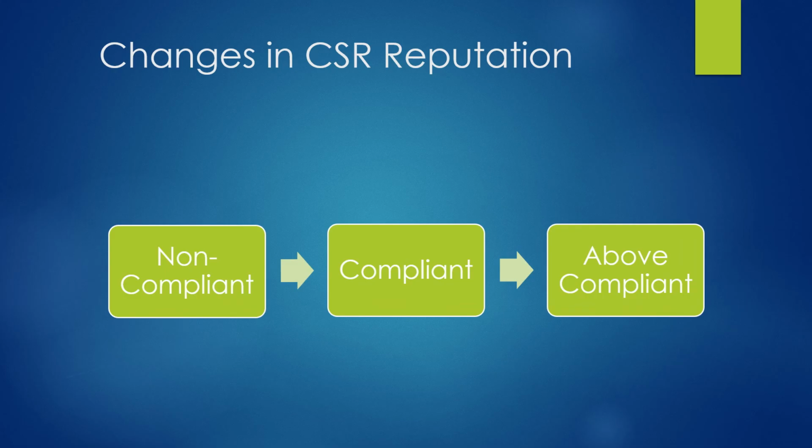Before moving to our hypothesis, let us have a look at some essential terminology. A firm may have any one of the three CSR reputations based on compliance with the CSR regulations of the government. First of all, negative or non-compliant, that is, the firm fails to comply with CSR regulations. Neutral or compliant, that is, the firm meets CSR regulations. And positive or above compliant, that is, the firm exceeds CSR regulations of the government.